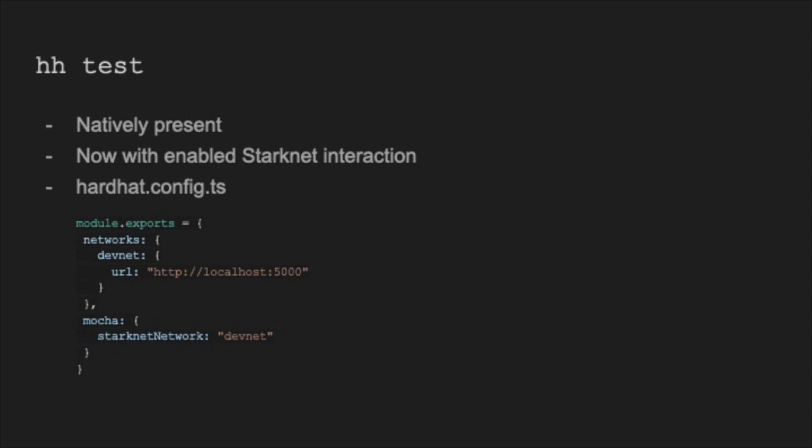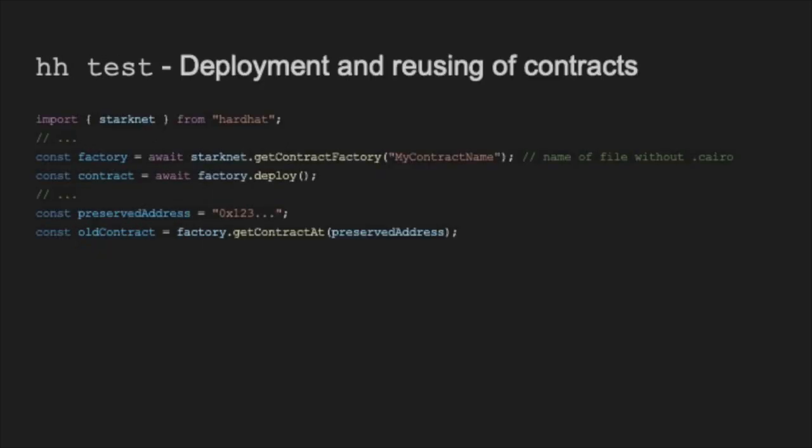And now I'm heading to the next slide, I think it's number 11, with the title Deployment and Reusing of Contracts. So installing the plugin made this StarkNet object importable from Hardhat. And you can use its contract factory paradigm to either deploy new instances or reuse the old instances. You will just need to specify the name of your contract, which is the name of the file without the Cairo extension.